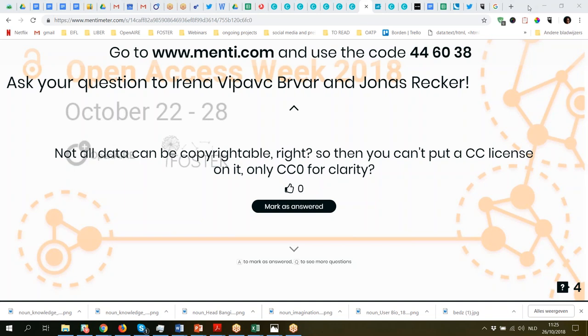You could put a CC0 license on this to create clarity, as you said, because I think that's a very good thing about licenses: they really make transparent what you can or cannot do with the data, and they spell it out, because many users sometimes aren't quite clear what they're allowed to do.